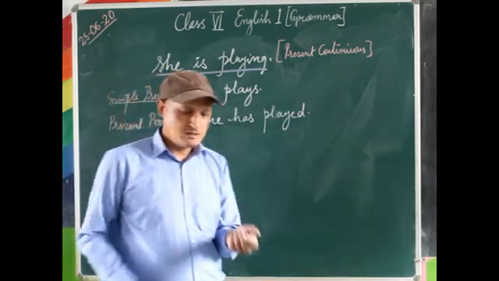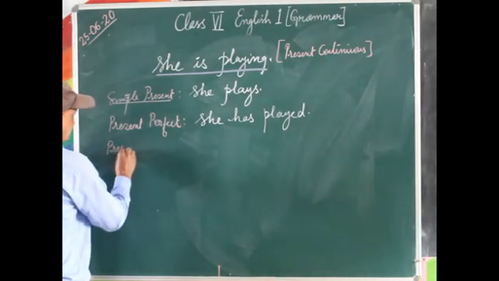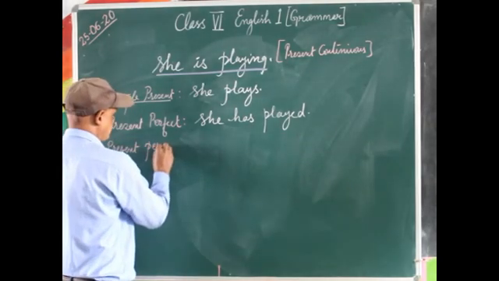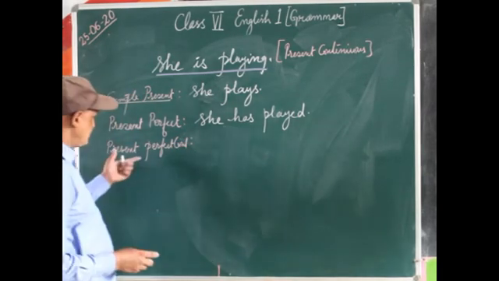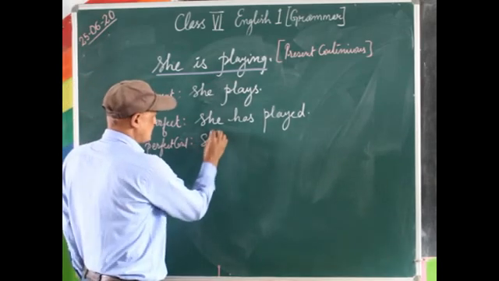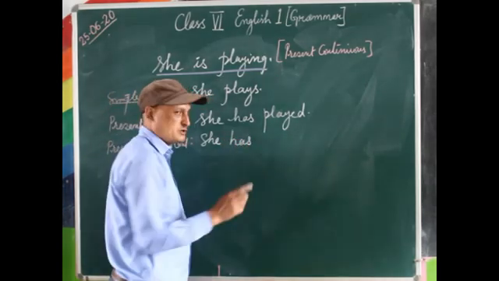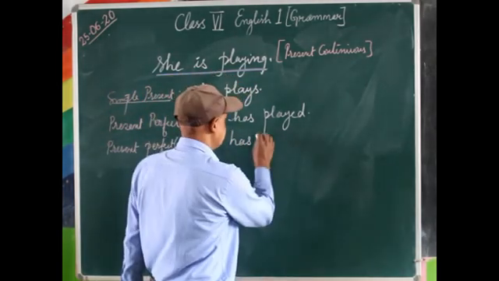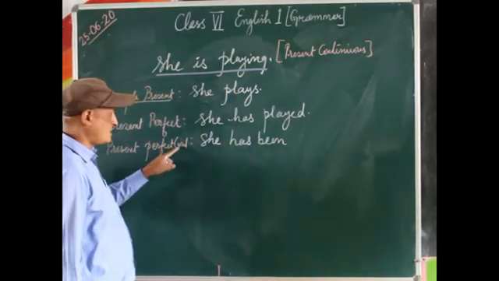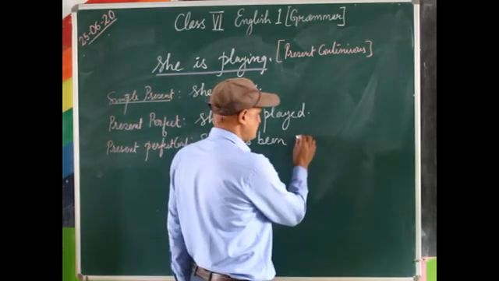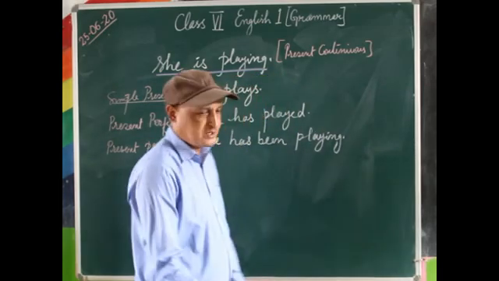What is left now? The next one? Present perfect continuous. What do you do? It remains the same. She, helping verb, remains the same. Has. What do you do now? And been. She has been. And since it is present perfect continuous, ing to the verb, she has been playing. She has been playing. See?